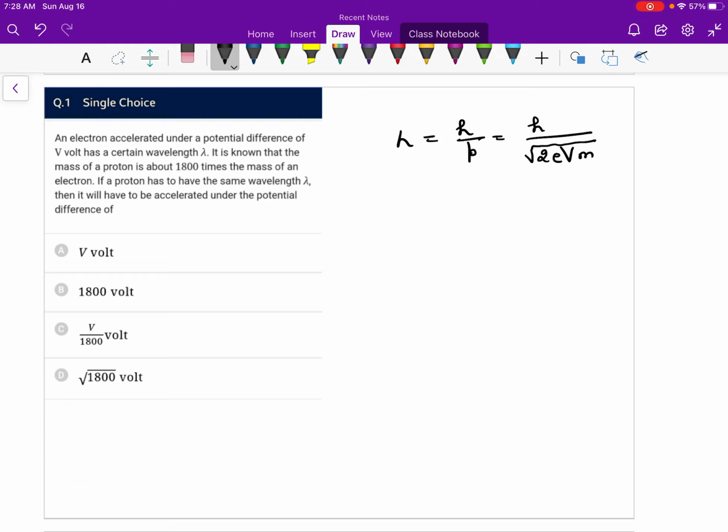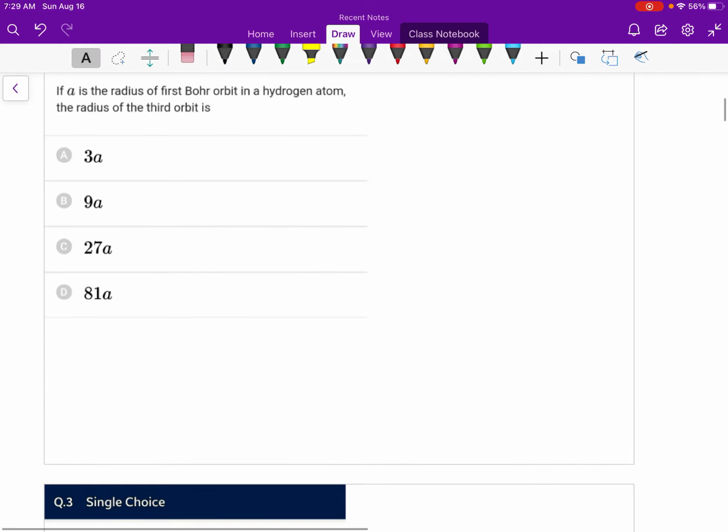Okay, so lambda is same, charge is same, h is same. So we see that accelerating voltage is proportional to 1 upon m. So accelerating voltage for proton upon accelerating voltage of electron is mass of electron upon mass of proton, which is 1 upon 1800. So Vp is V by 1800. So A is the correct option.